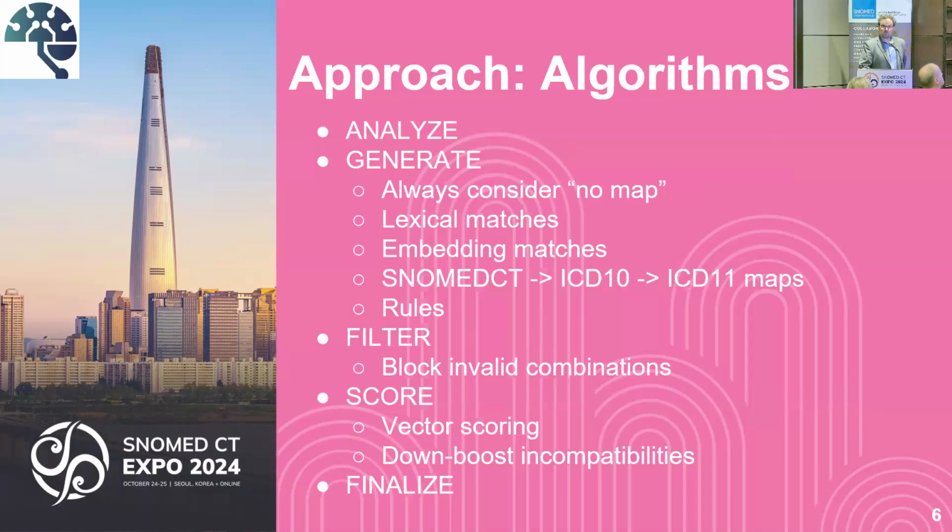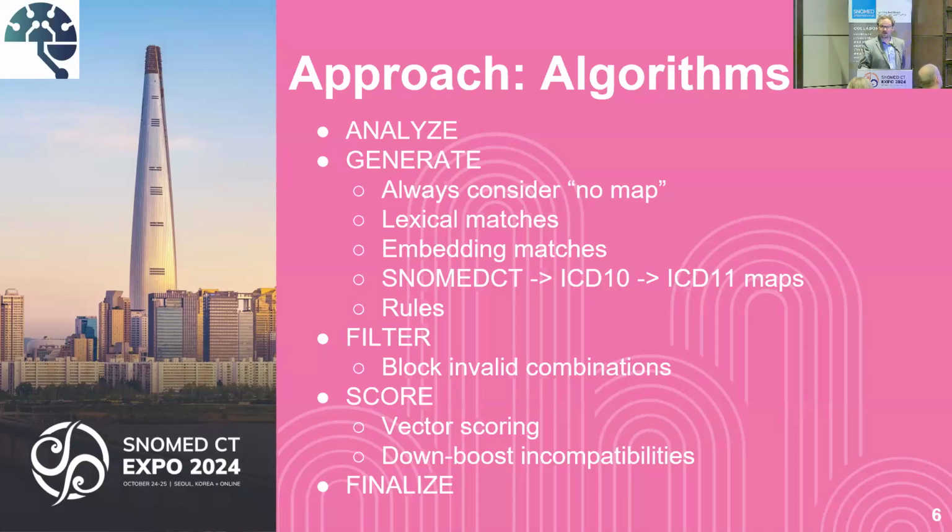So, step one is to analyze the SNOMED concept. This says, look at the nature of the defining relationships, and characterize it in various ways. Is this a kind of thing that's going to require a cause code? Is this something that likely doesn't actually have a map for various reasons, or other kinds of tags that we could put on it? Then essentially go into a phase where we find all the reasons why we might connect a SNOMED thing to an ICD11 thing. So it could be a lexical match, it could be an embedding match, it could be a crosswalk through the SNOMED to ICD10 and then the ICD10 to ICD11 maps.